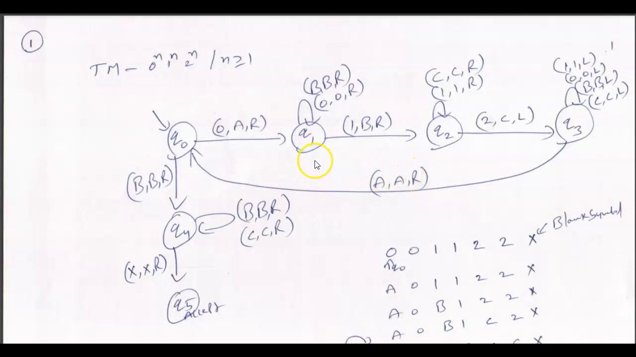In today's lecture, we are dealing with the Turing machine example. The first example is 0 to the power of n, 1 to the power of n, 2 to the power of n, where n is greater than or equal to 1.